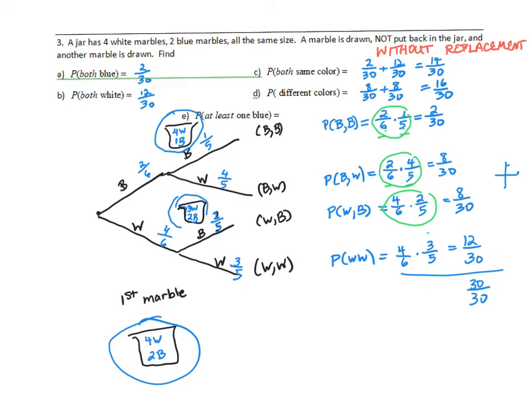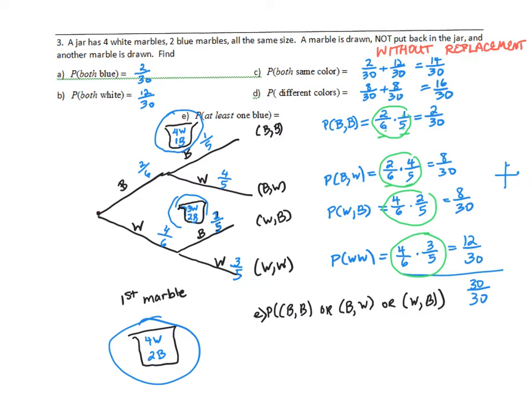So we could get these probabilities without a tree diagram. I just made a tree diagram so that we can see what's happening. Oh, I didn't answer part E, the probability that at least one is blue. Okay, I'm going to do part E here. So the probability of at least one blue, well, what are the outcomes? Well, they could both be blue, or the first is blue and the second is white, or the first is white and the second is blue.